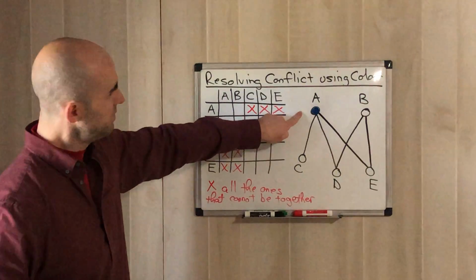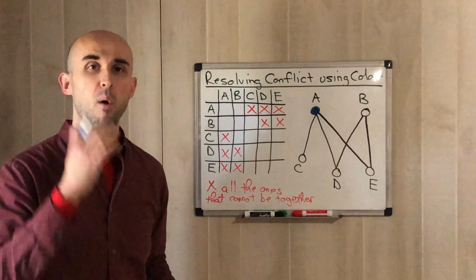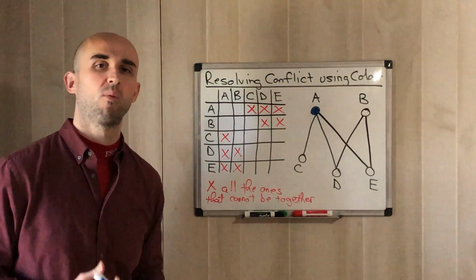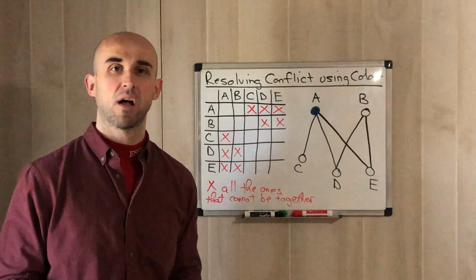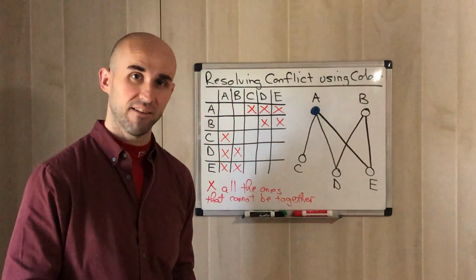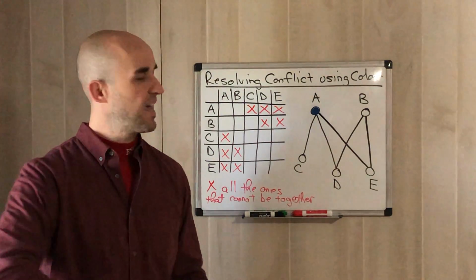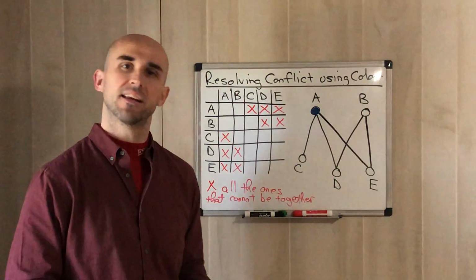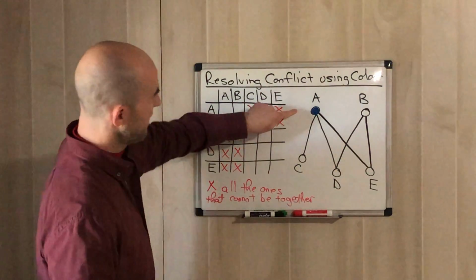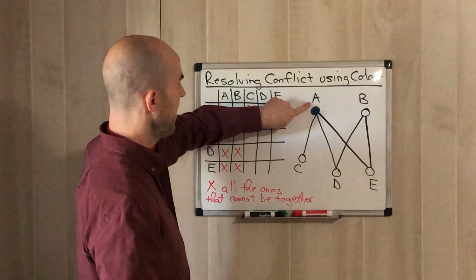So we have blue. Now, what we want to do is see all the ones that can be colored blue. The only way you can color it the same color is if it's not connected, right? So if it's connected, it can't be the same color. If it's not connected, it could be the same color. So for example, let's look at A, right?